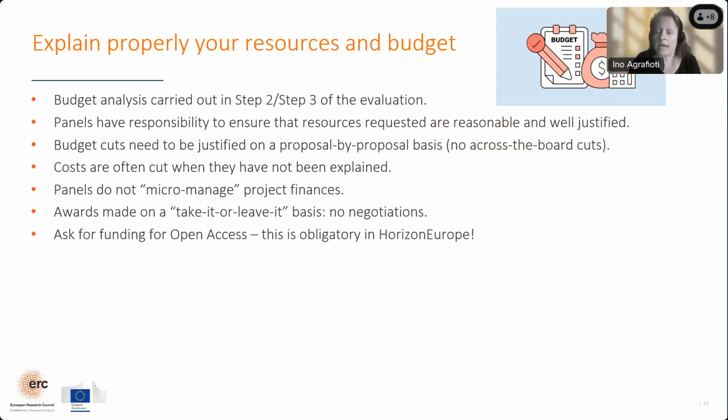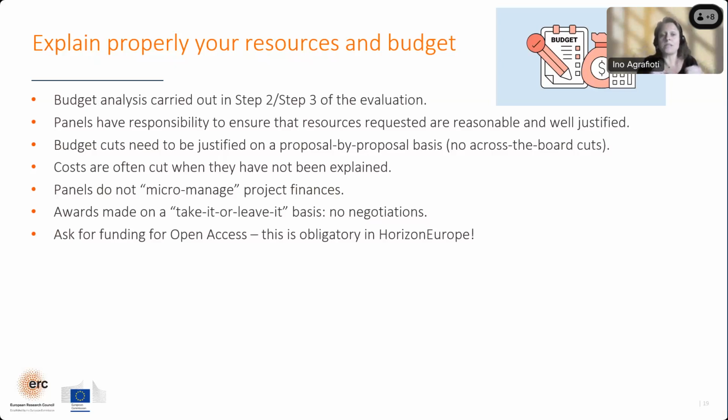The third part of the proposal, in the normal calls in step 2 and in synergy in step 2, is the budget. Panelists have the possibility to look at the resources. They do not cut across the board. They do not cut across all proposals to be funded. The costs are often cut if they are not explained. The panels do not micromanage project finances. And awards are made on a take it or leave it basis. If you don't like what you were given, then there are no negotiations.